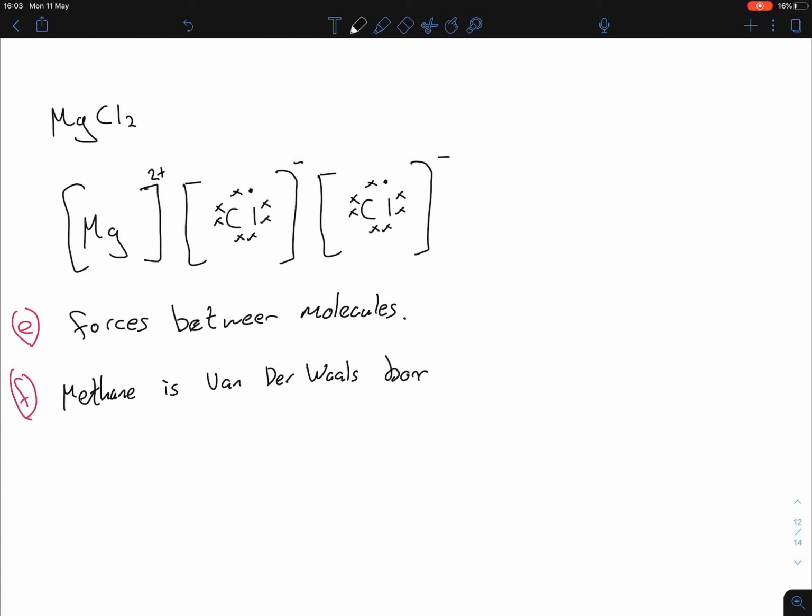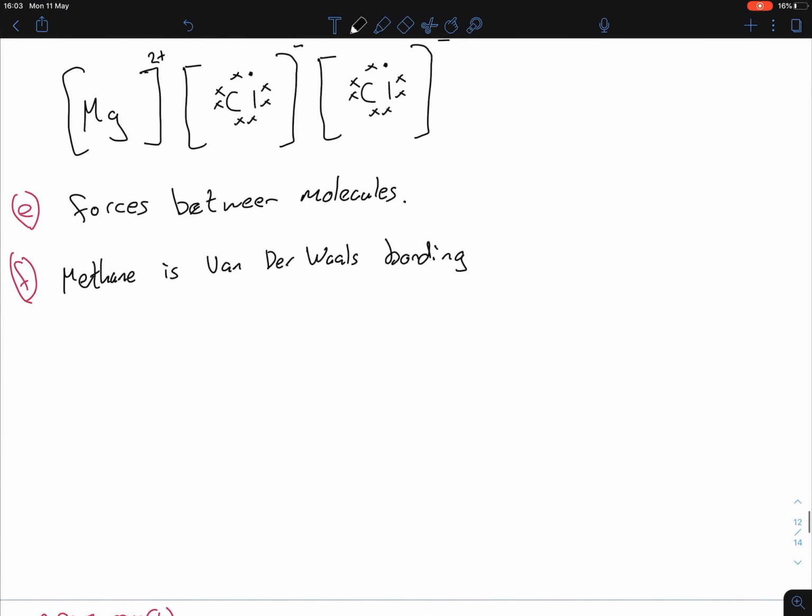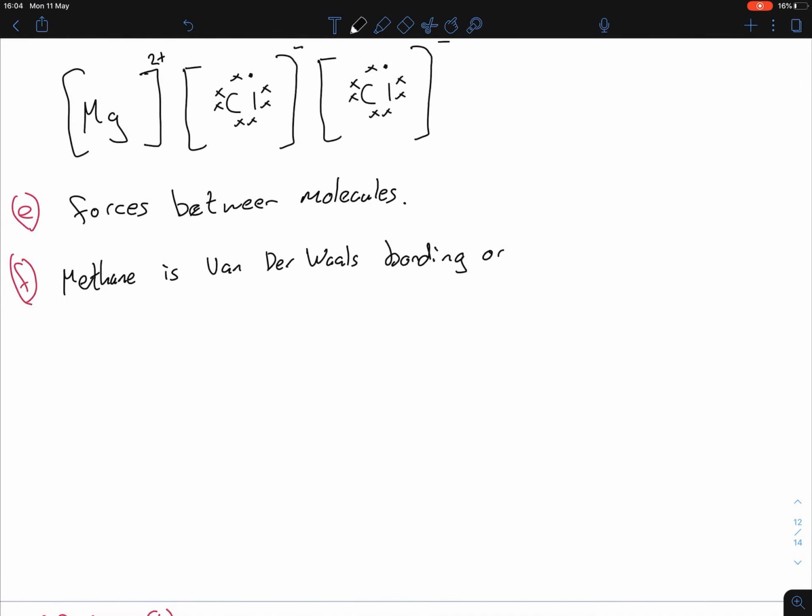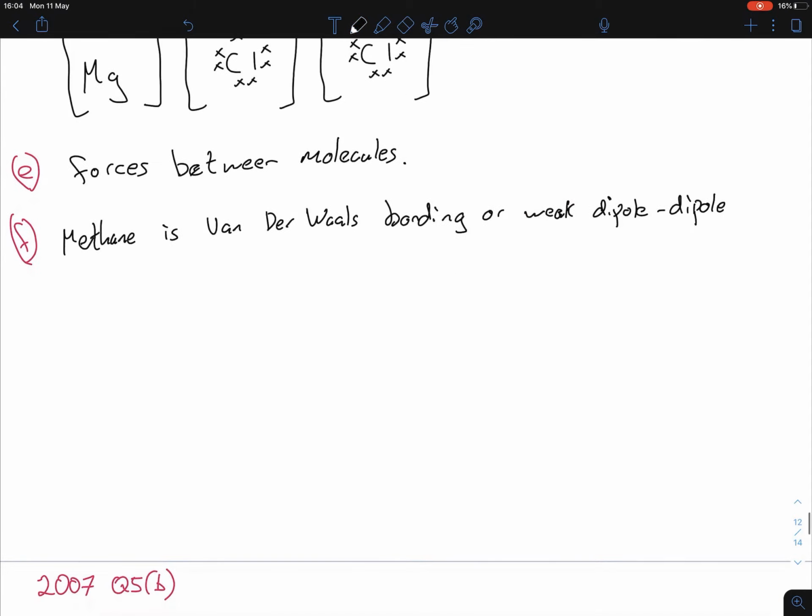Bonding. And we could check it, or weak dipole-dipole. Okay, it's a very simple check. All you need to do is go back to your electronegativity values. And again, if you're going to say dipole-dipole, make sure you put the word weak in front of it, just to be sure. Okay, so weak there. But anyhow, how to check if it's van der Waals or weak dipole-dipole?